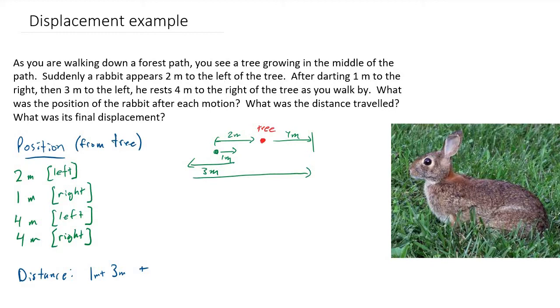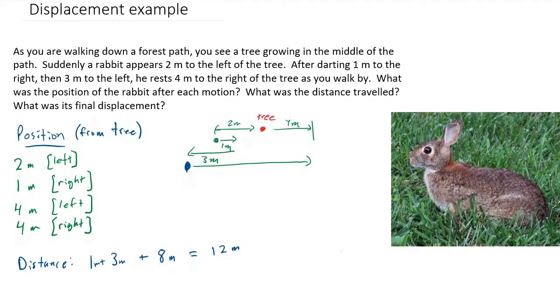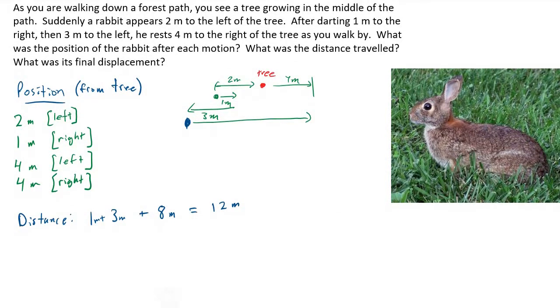Well, remember, at the point before that he was at 4 meters to the left. He ended up 4 meters to the right. So that was a total of an 8 meter motion. So then that means when we add those up, we get he moved a total of 12 meters. Notice that the distance does not have any direction with it. Distance is a scalar. And lastly, let's look at his displacement.